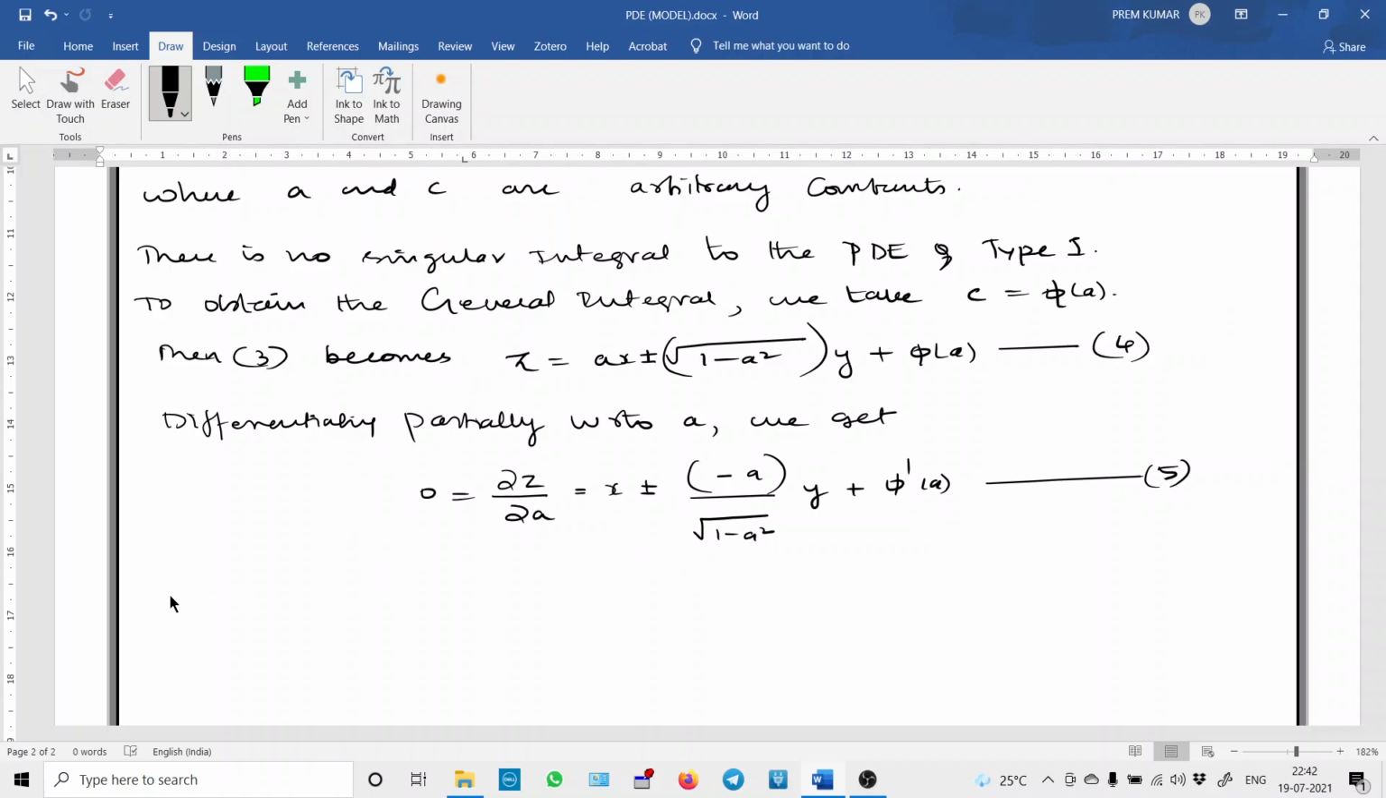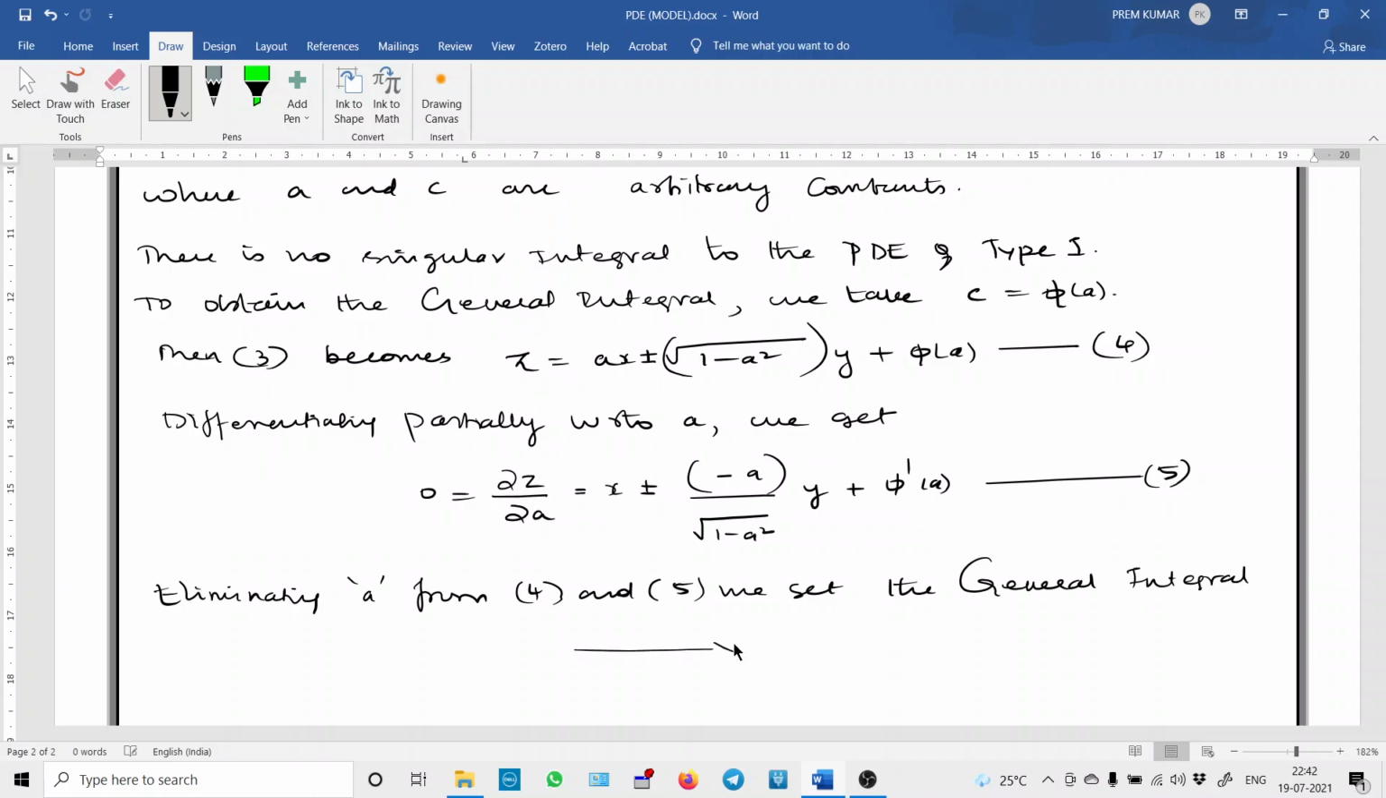So eliminating a from 4 and 5, we get the general solution or general integral. So this concludes the point. If we know what c equals to, phi of a, we can eliminate it. Otherwise we can simply write that a is... we can eliminate a between 4 and 5, we get the general integral. So this is how we approach this type 1 PDE and get the solution. There exists no singular integral.